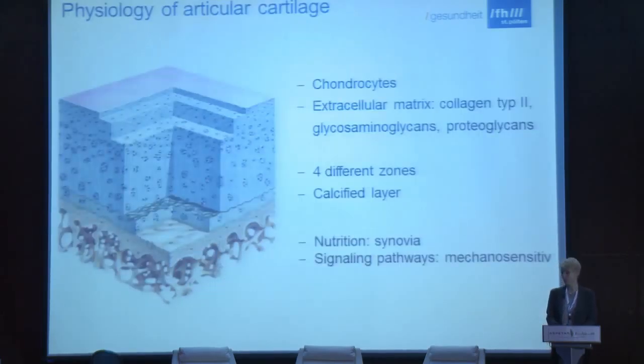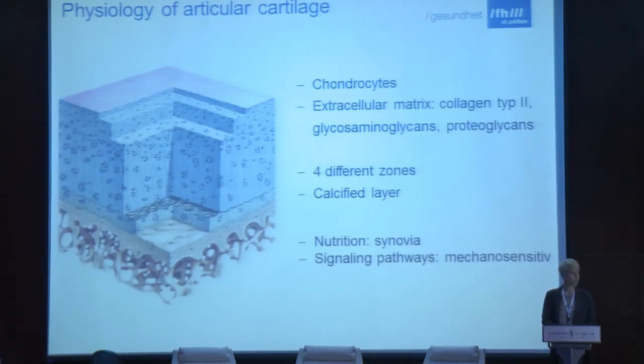When speaking about prevention and rehabilitation in patients with cartilage injuries, it's very important to go one step back and look at the physiology of articular cartilage. We know we have chondrocytes. The chondrocytes are highly active, and they should be highly active to produce the extracellular matrix. It's in particular important to have a high number of proteoglycans, which are able to bind water and make the tissue withstand compressive forces.